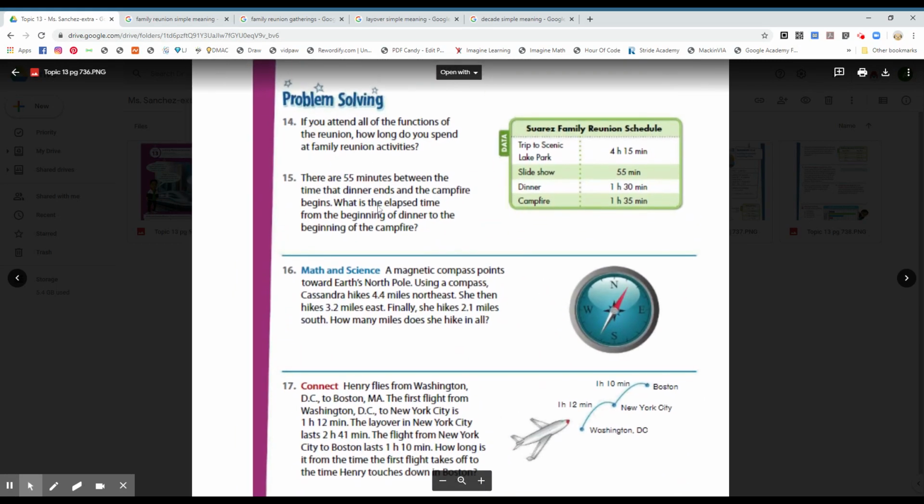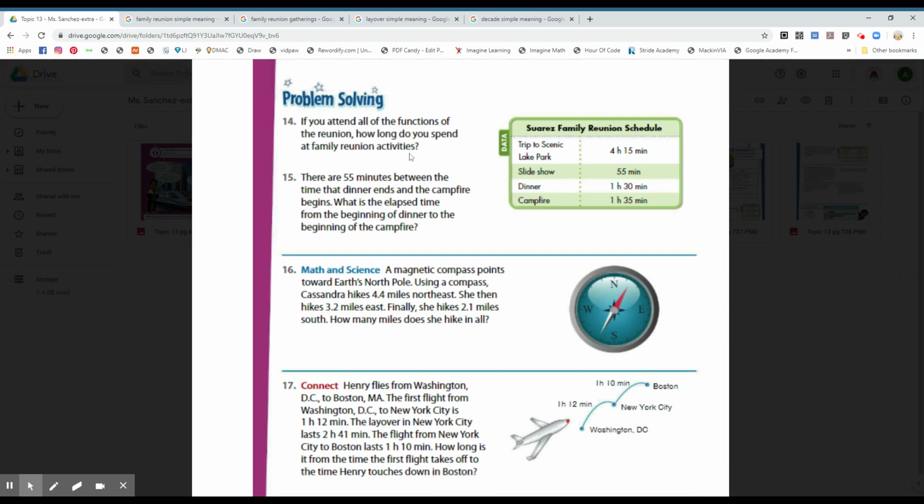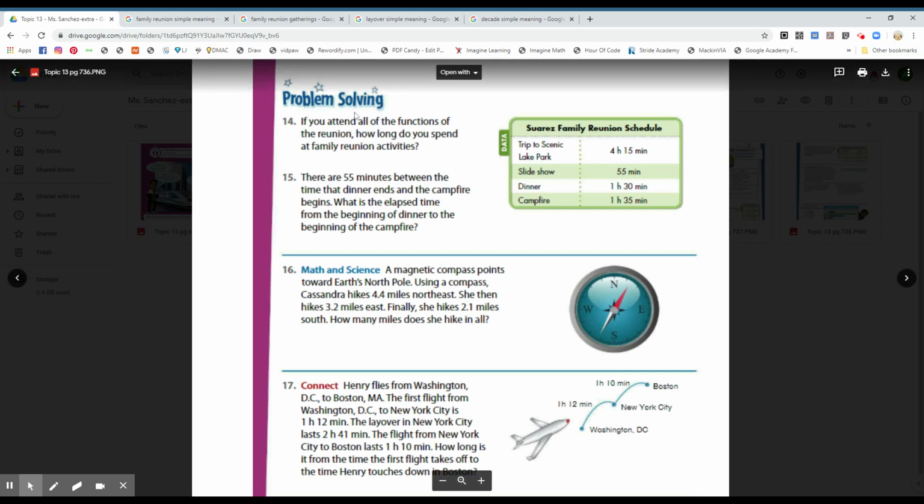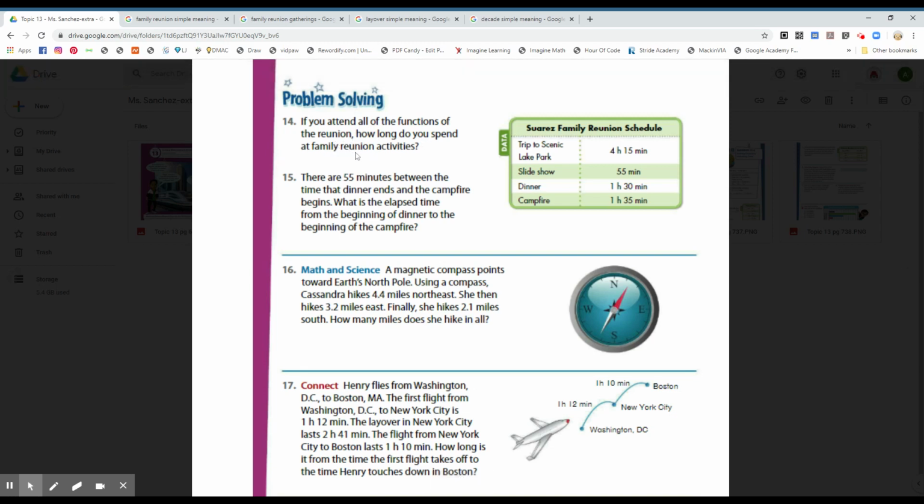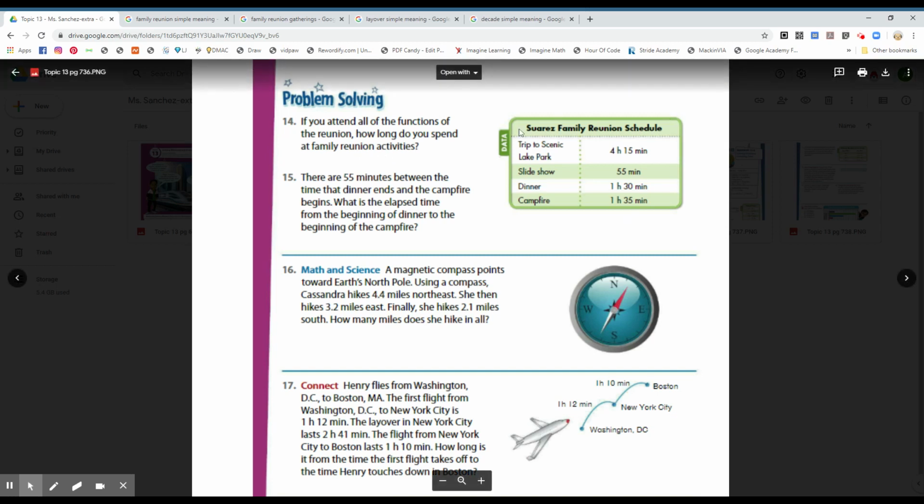It says, if you attend all of the functions of a reunion, how long do you spend at family reunion activities? All right, boys and girls, the table we have here is a Suarez family reunion schedule.